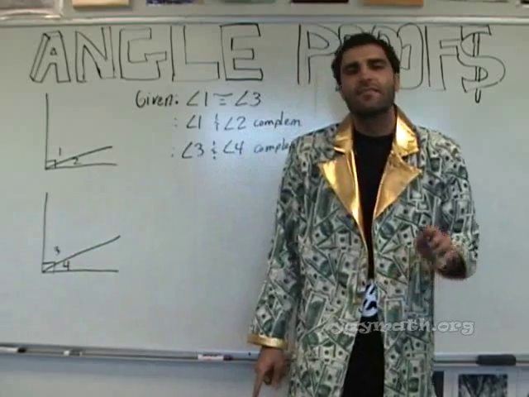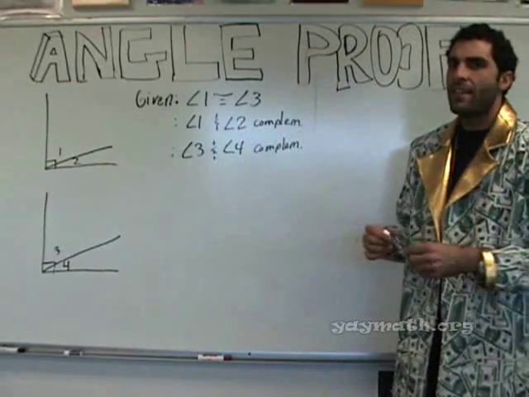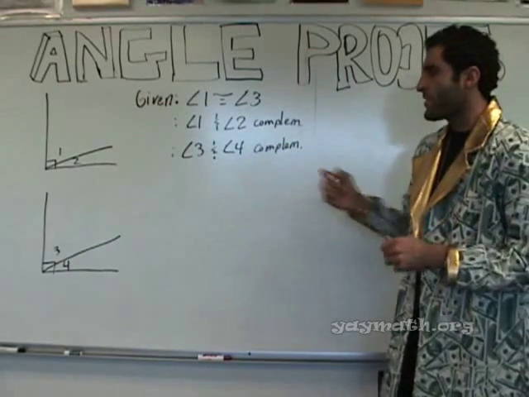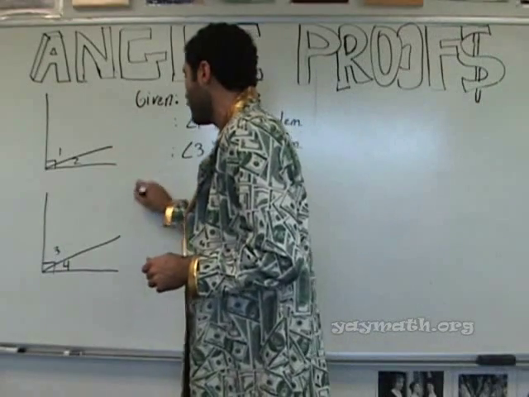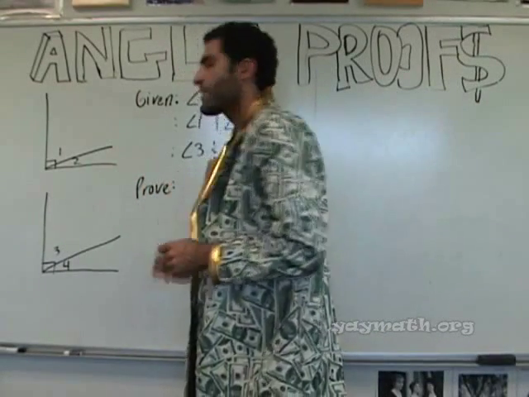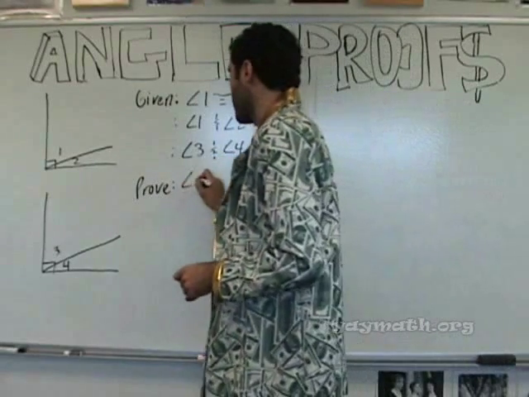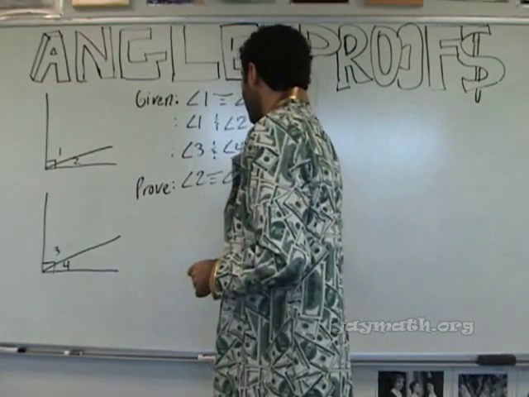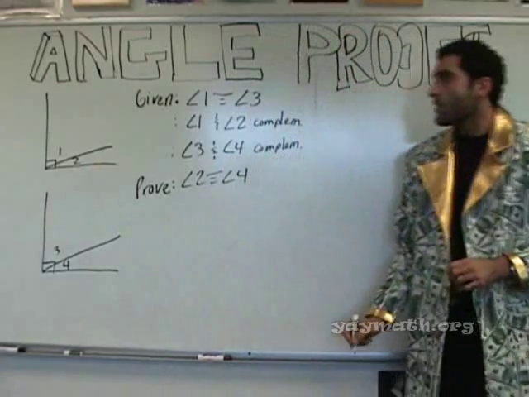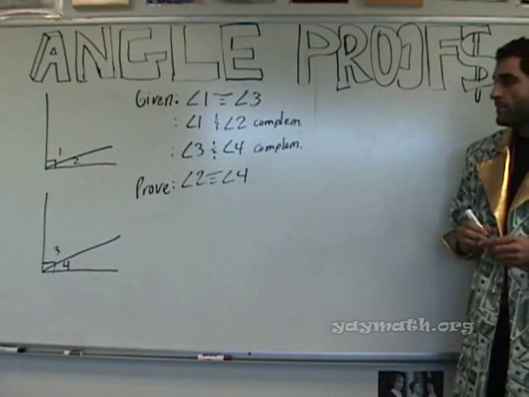2 and 4, right? The idea is that it's not necessary for you to know what the proof statement will be before you even read it. But sometimes it helps you get going, helps you visualize. All right, so that means angle 2 congruent to angle 4. Okay. So let's start.